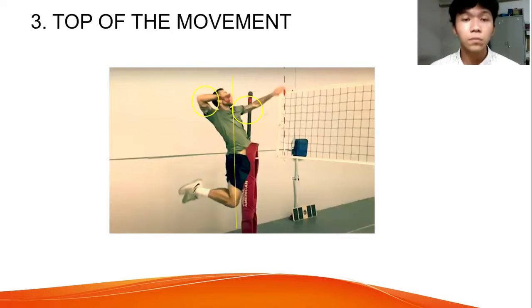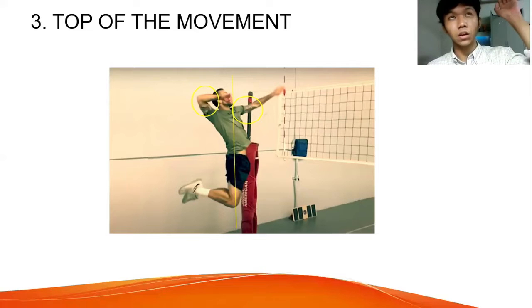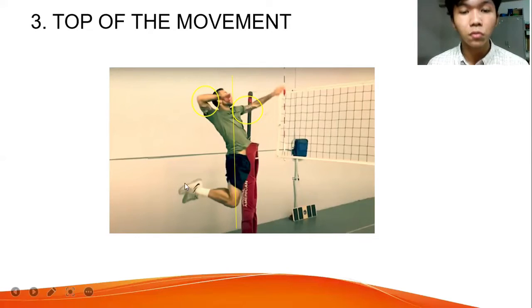So let's move on to another step, which is the top of the movement. As you can see from the picture, the dominant hand is bending a little bit and performing hyperextension, while the non-dominant hand is performing extension. We know that flexion is bringing the limb close to our body, and extension is moving it away. We can also see that both of his feet are up in the air and bending a little bit.